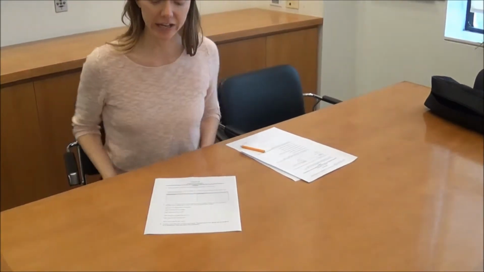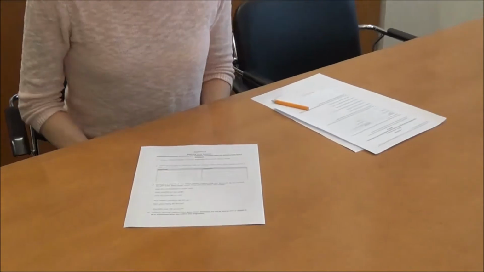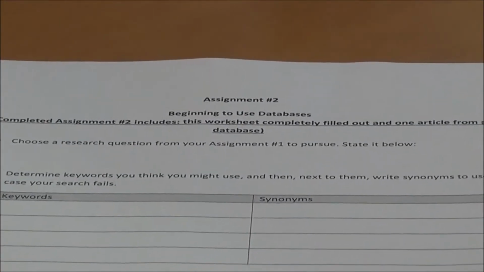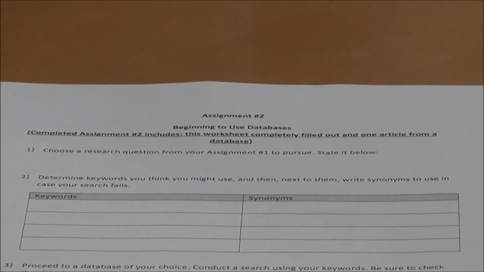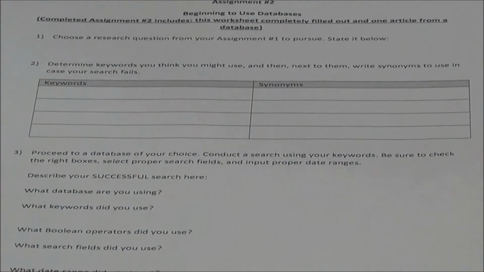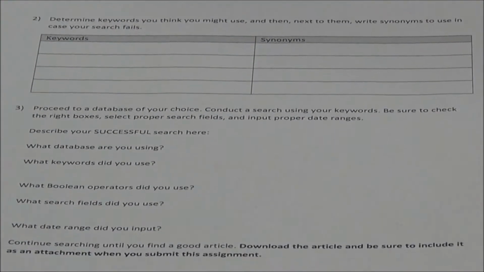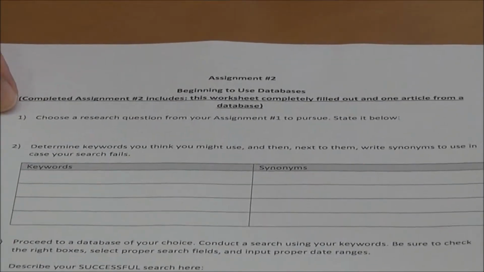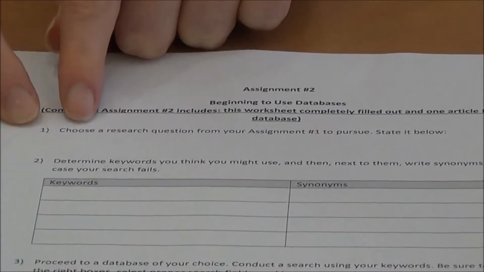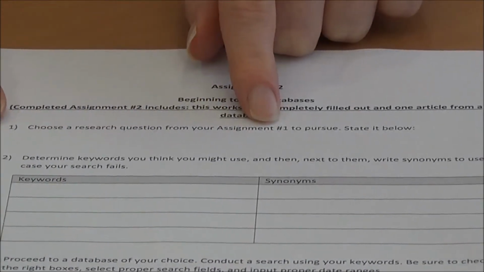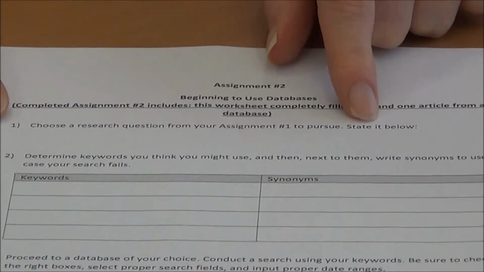So let's look at the assignment sheet, as you will find in the assignment section of Sakai. Okay? So you basically will have 4 tasks to accomplish on this assignment. The first one is very important. So if you look at number 1 on the assignment 2, the prompt is: choose a research question from your assignment 1 to pursue, state it below.